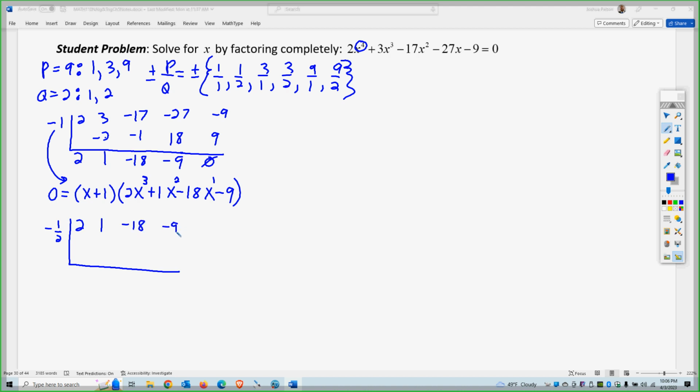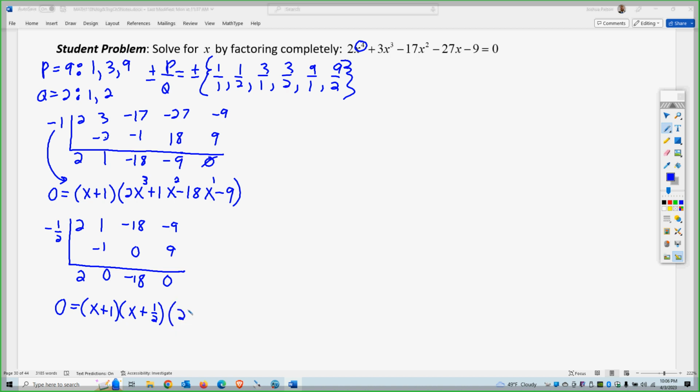So 2, 1, -18, -9. Notice I didn't go back to the original problem. I'm going from where I left off because I'm just factoring out the cubic now, not the original quartic. So I'm going to add, multiply by -1/2, add, multiply by -1/2, add, and if I multiply by -1/2, I get 9. So that works out perfectly. So 0 equals x plus 1, and then x plus 1/2. If I solve that, I would get -1/2, right?